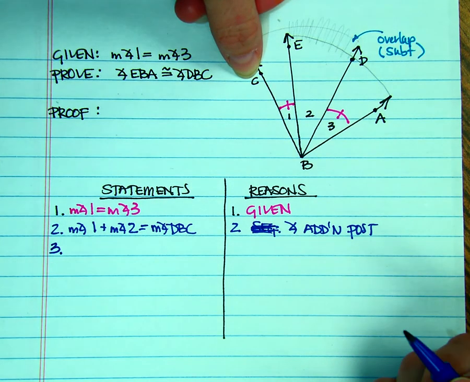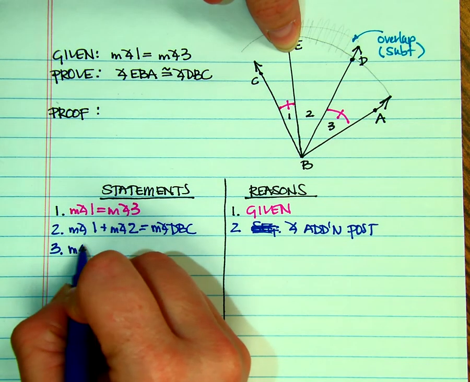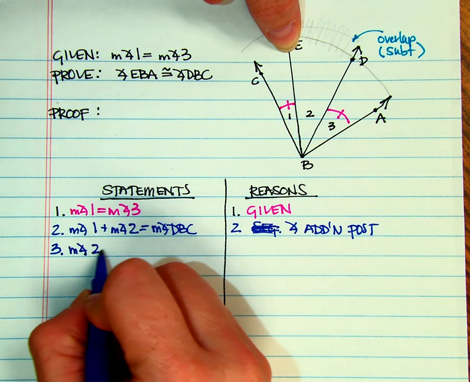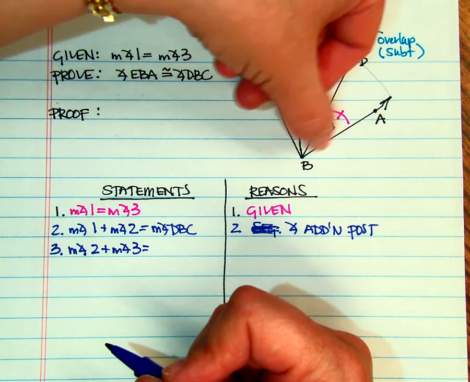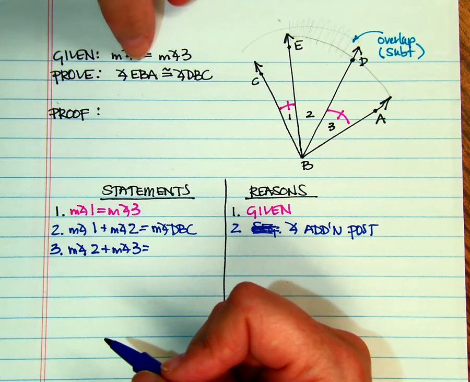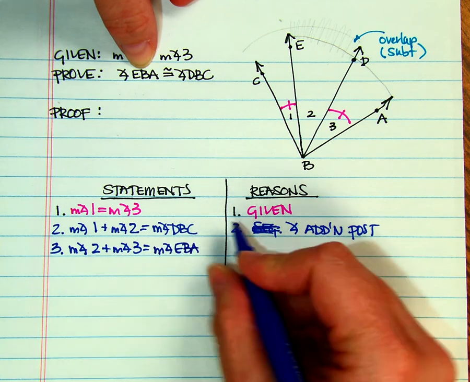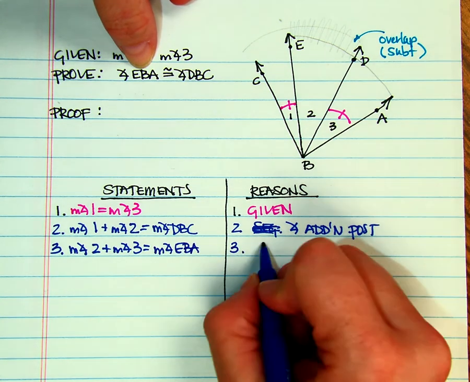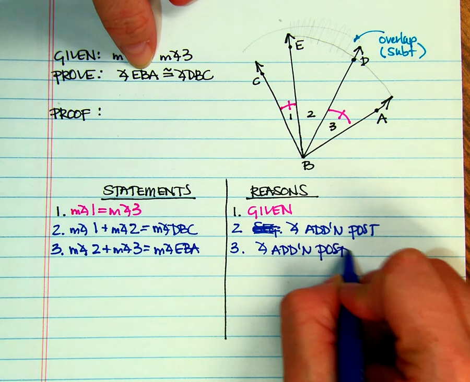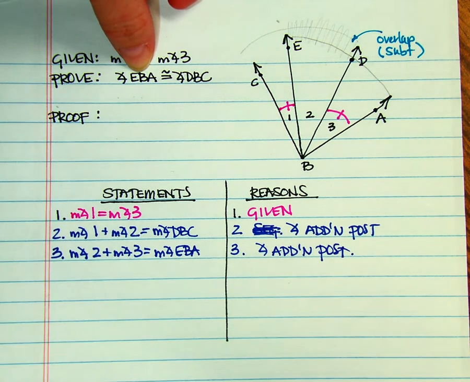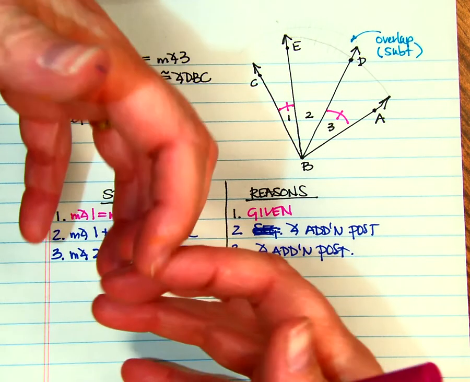And I'm going to use the angle addition postulate again to get those pieces involved. So I know that the measure of angle 2 plus the measure of angle 3 equals, I want to say EBA. I want to make sure that it's the same. Yep, so it's EBA. I want to keep it consistent. And that would also be the angle addition postulate. Okay, so somehow we have to get these two angles together.